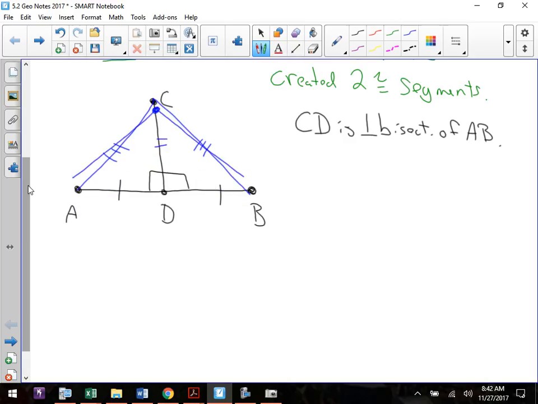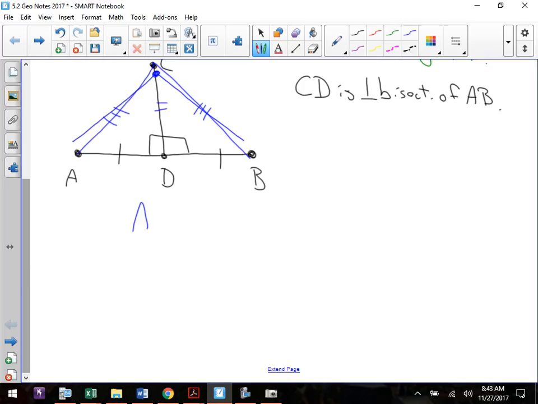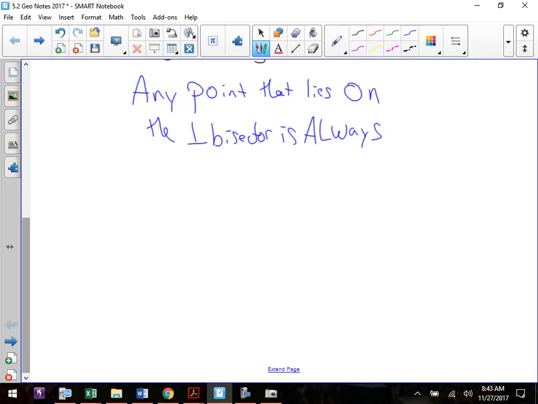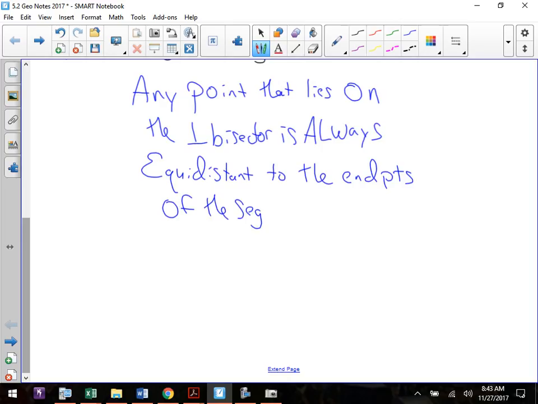So, anywhere you place any point that lies on the perpendicular bisector is always equidistant to the endpoints. Not segment, that was bisected.